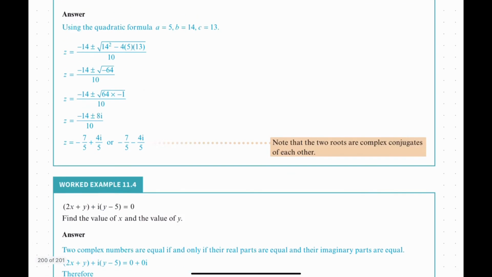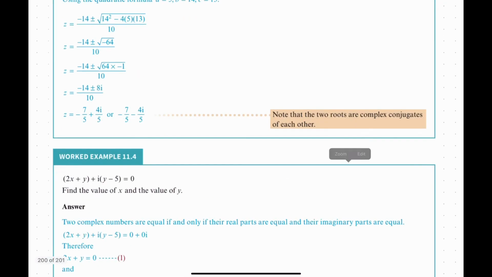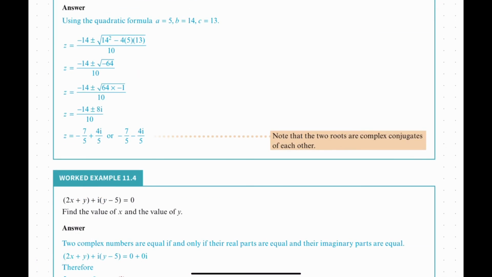Hang on, is that what we're doing here? No. Oh, okay. Oh, well, yes, actually, we can. So we consider this as 2x plus y plus i(y minus 5). Instead of it just being equals 0, you can say it is equal to 0 plus 0i. The real part must be 0, and the imaginary part is also 0.